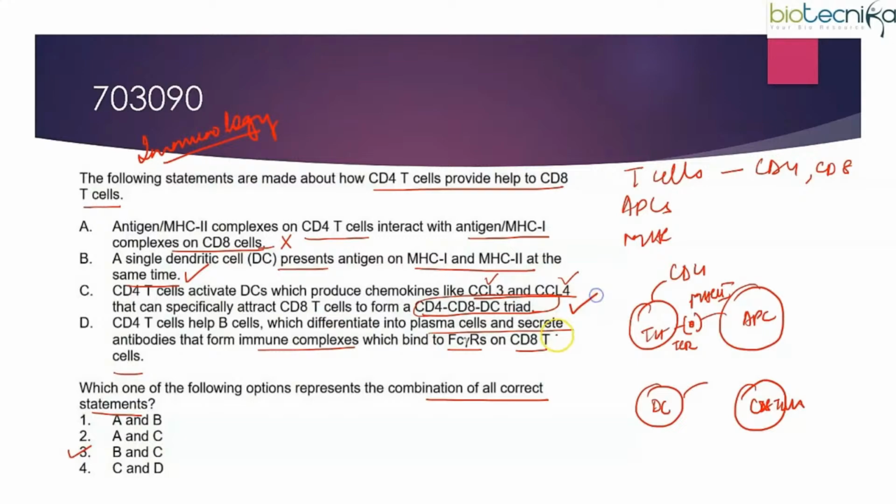So C is correct. D, CD4 T cells help B cells which differentiate into plasma cells and secrete antibodies that form immune complexes which bind to this receptor. Again, D is not correct. Okay, they do help B cells by releasing cytokines. Okay, but they don't go and bind to Fc gamma because of the CD4 T cells. Right, so D is not correct. So what is correct over here is B and C.